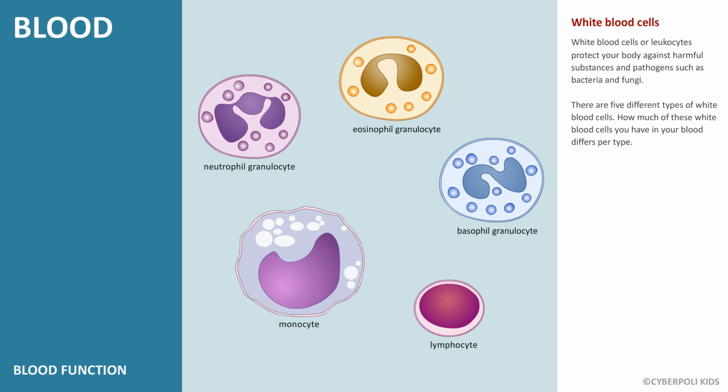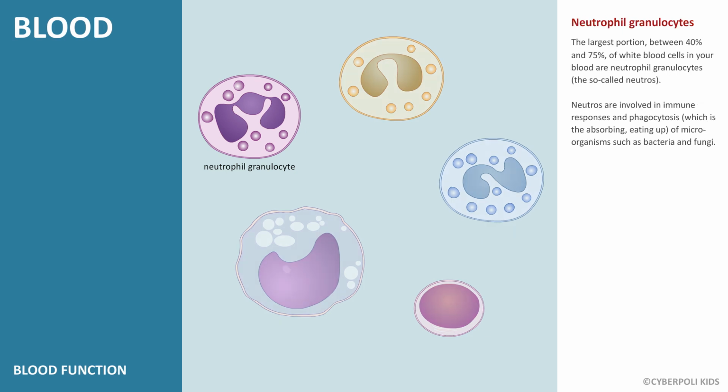White blood cells, or leukocytes, protect your body against harmful substances and pathogens such as bacteria and fungi. There are 5 different types of white blood cells. How much of these white blood cells you have in your body differs per type. The largest portion, between 40% and 75% of white blood cells in your blood are neutrophil granulocytes, the so-called neutros.